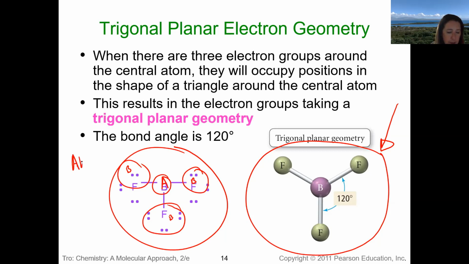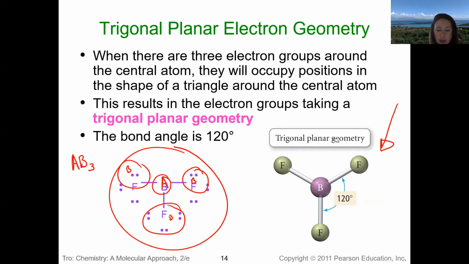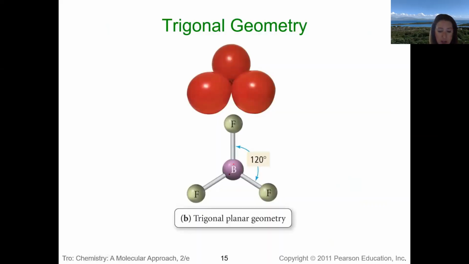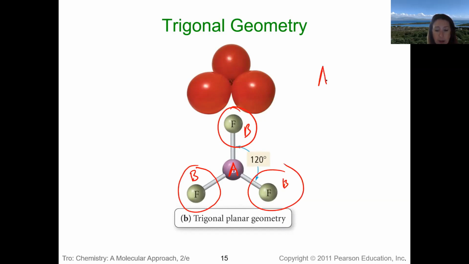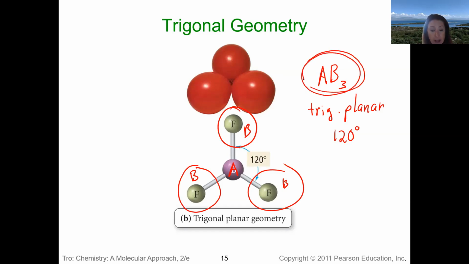Okay, so this is central atom A, with 3 bonded atoms. So we would call this AB3. The geometry is called trigonal planar. The bond angle is 120 degrees. So again, our central atom we're going to call A, and each of these is a B for bonded atom. So we call this AB3, trigonal planar, and the bond angle is 120 degrees. So any structure that has this format, a central atom and 3 bonded atoms, is called trigonal planar, and its bond angles are 120 degrees.